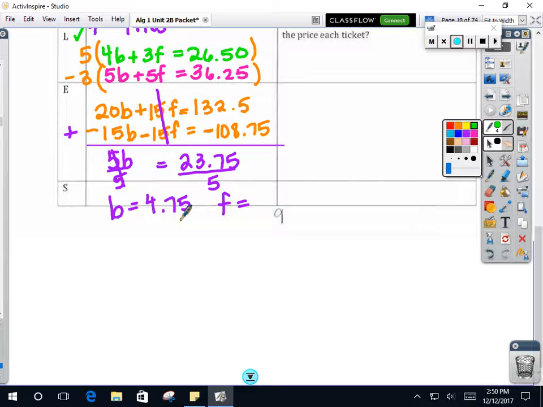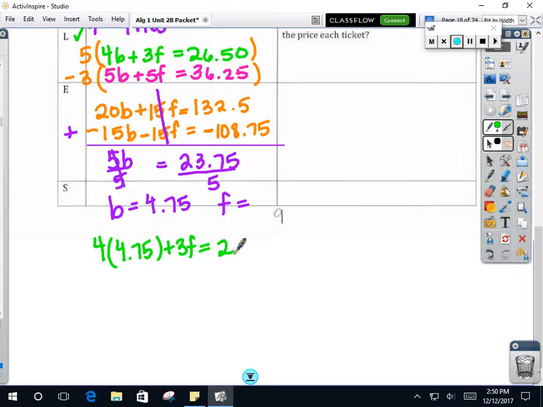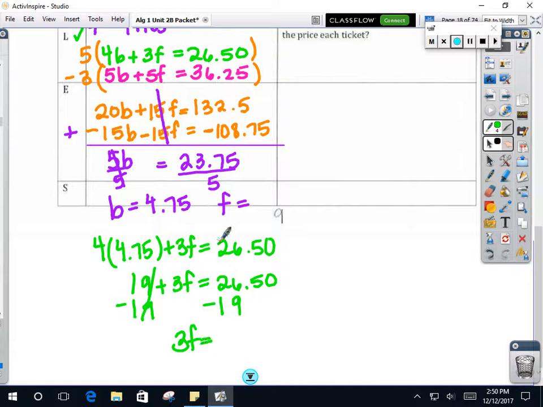You're right. Okay, you're plugging it in one of the equations like I taught you last week. 4 times your b value, which we now know is 475, plus 3f equals 2650. Now over here, what does that 4 times 4.75 become? 19. Okay, now what do we do? And so 3f equals what? Okay. And now what do we do? And so f equals 2.5. So that's $2.50 for a fry.